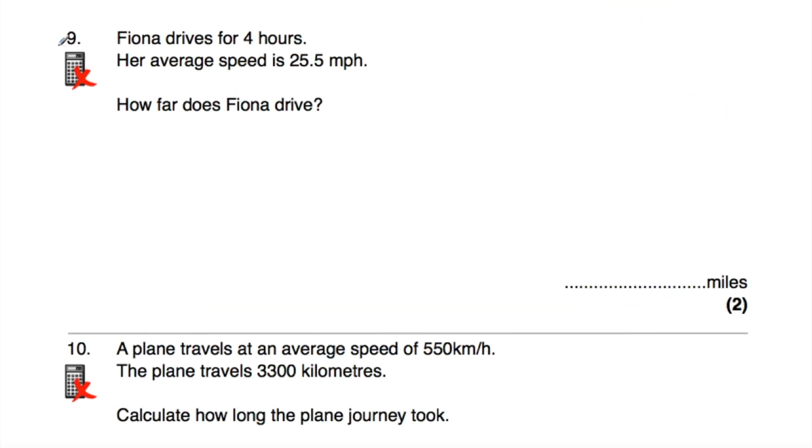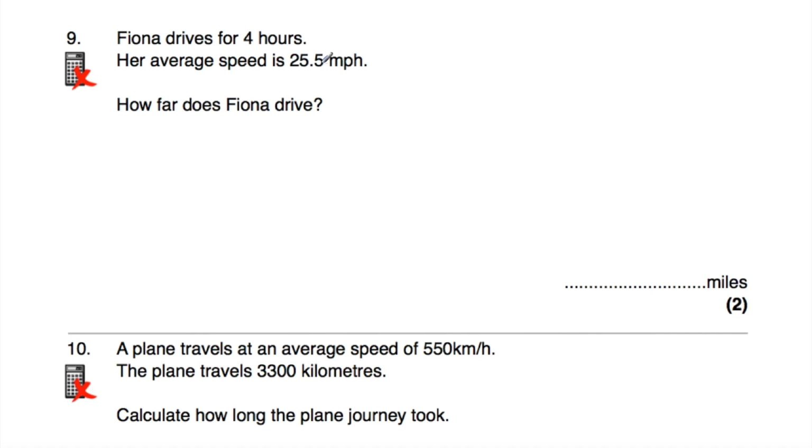Okay, let's have a look at our next question, question number 9. So question number 9 says, Fiona drives for 4 hours and her average speed is 25.5 miles per hour. How far does Fiona drive? So her speed is 25.5 miles per hour. So that's 25.5 miles each hour. And she drives for 4 hours.